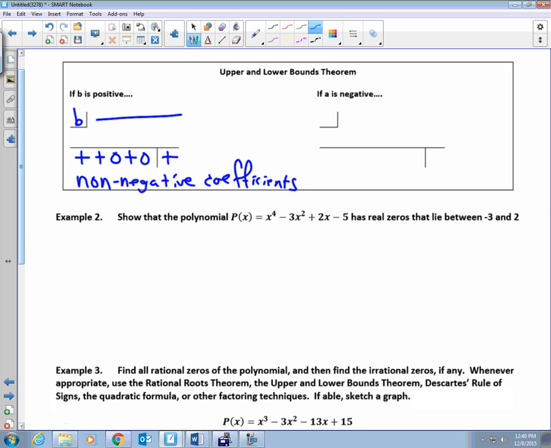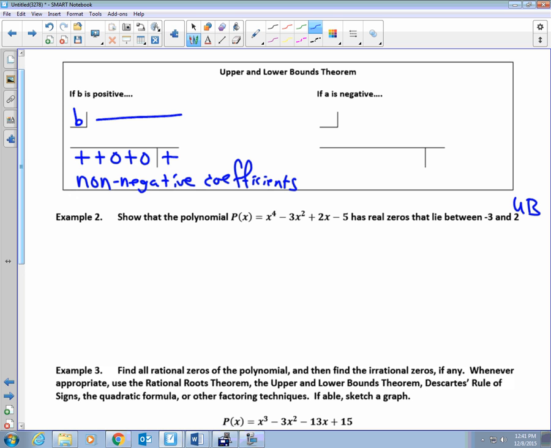So this is the question that would be asked on the test, and it's really a very straightforward question. It'll be something like this. Show that this polynomial has real roots that lie between -3 and 2. So that means one is an upper bound and one would be a lower bound. Tell me which one would be an upper bound, -3 or 2? Yeah, so 2 is the upper bound.